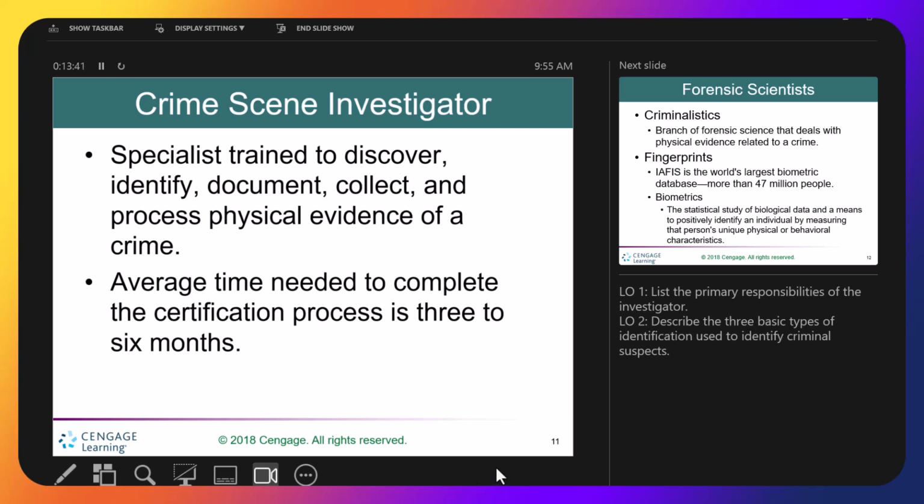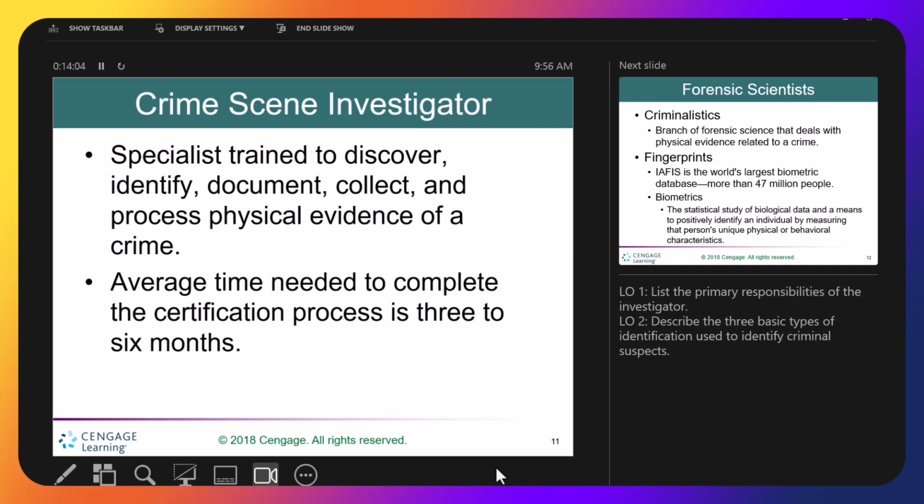Crime scene investigator. A specialist trained to discover, identify, document, collect, and process physical evidence of a crime. Average time needed to complete the certification process is 3 to 6 months. So unlike what you see on TV, many times crime scene investigators are actually civilian. They're not law enforcement. So they're civilians, and that's what they do. And they're very good at it.